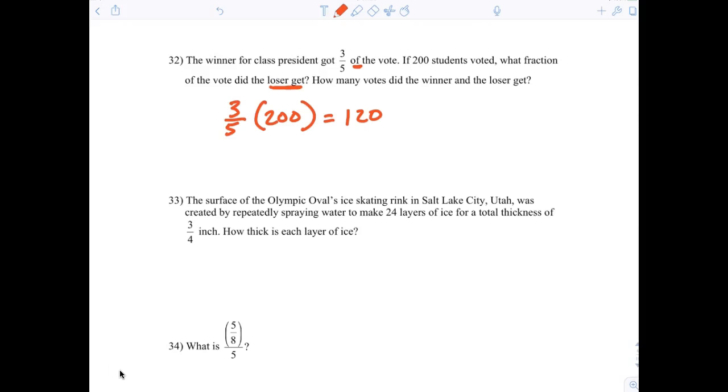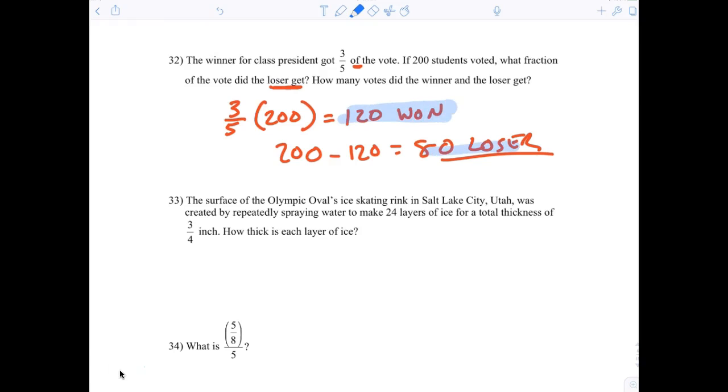So those are the people that what? Those are the votes that won. So now what? All right, the loser had 80 because you did 200 minus 120 is equal to 80 for the loser. Now wait a minute. And we already said how many votes did the winner get then? Yeah, so make sure you write that down. The winner got what? 120, and the loser got what? 80.